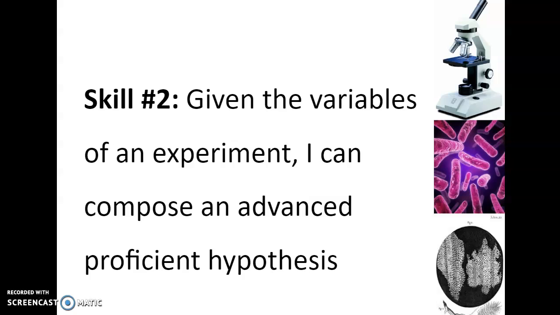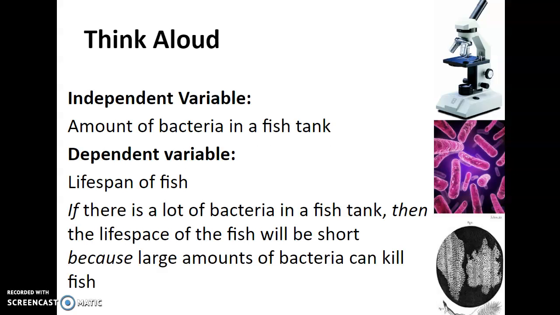So skill number 2. Given the variables in an experiment, I can compose an advanced proficient hypothesis. The variables that you'll be given are your independent variable and your dependent variable. So now you're going to work more on writing your hypotheses now that you've been given them.